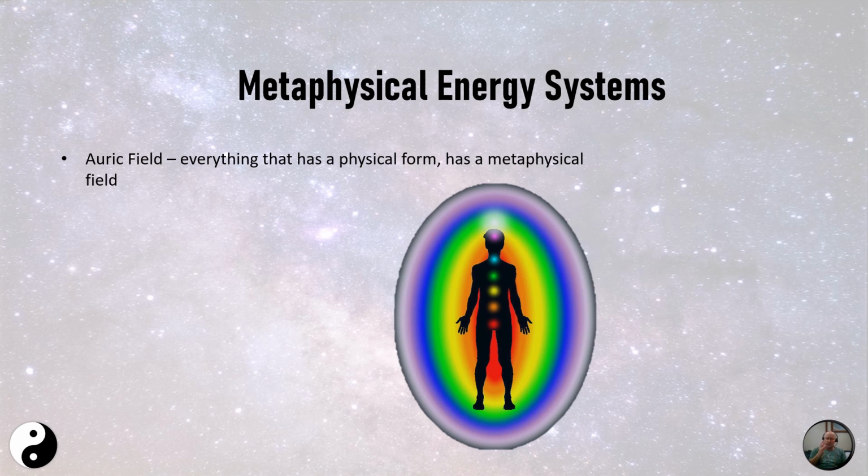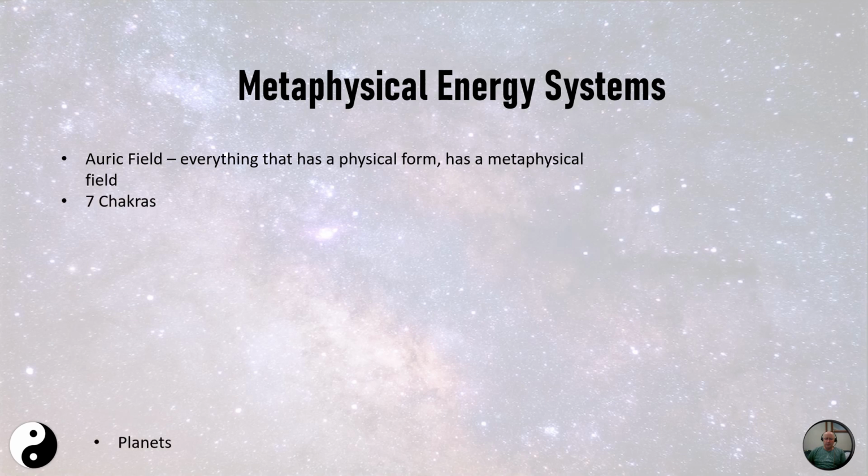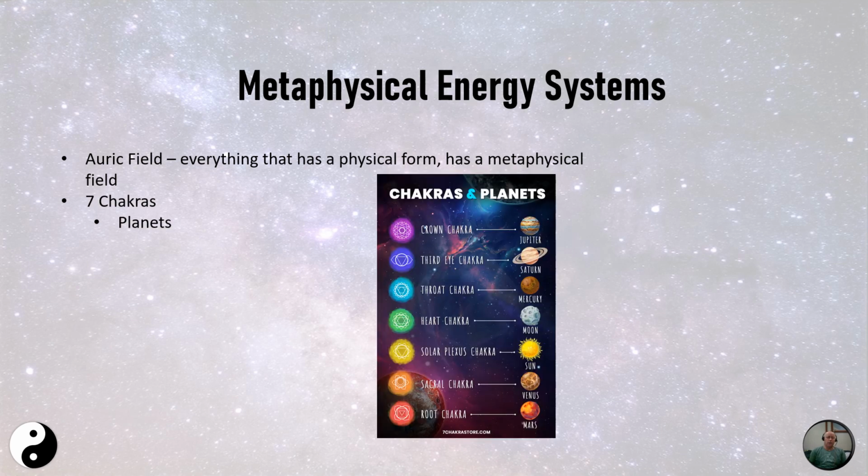So everything has that metaphysical field. Now, when I talk about the chakras, they are the energy centers. The energy centers are stimulated by the 7 major planets. So each one of those planets has a correlation to one of those energy centers.